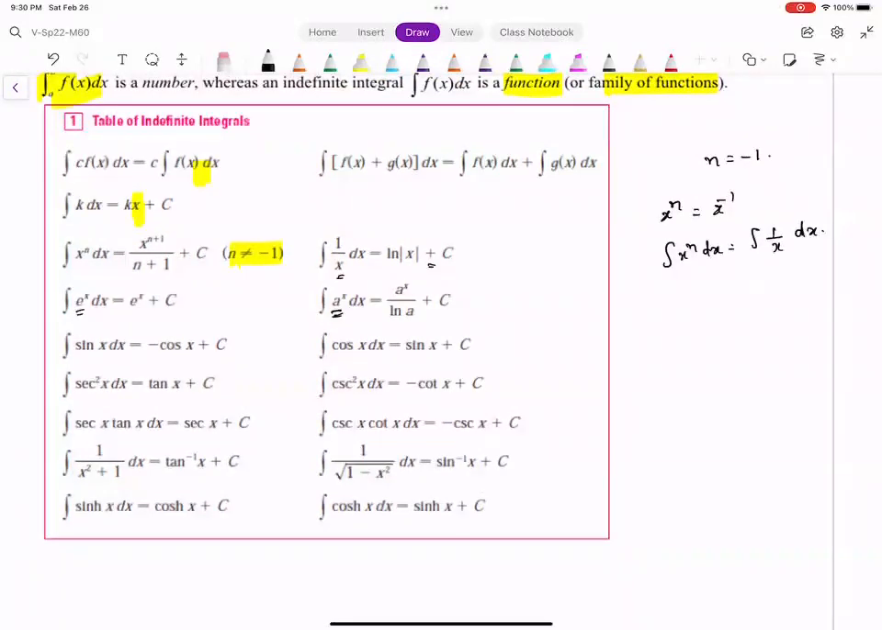It is a to the x divided by ln a plus c. Integral of cosine x is sine x plus c. Integral of cosecant square x is negative cotangent x plus c. So you have this bunch of formulas here.